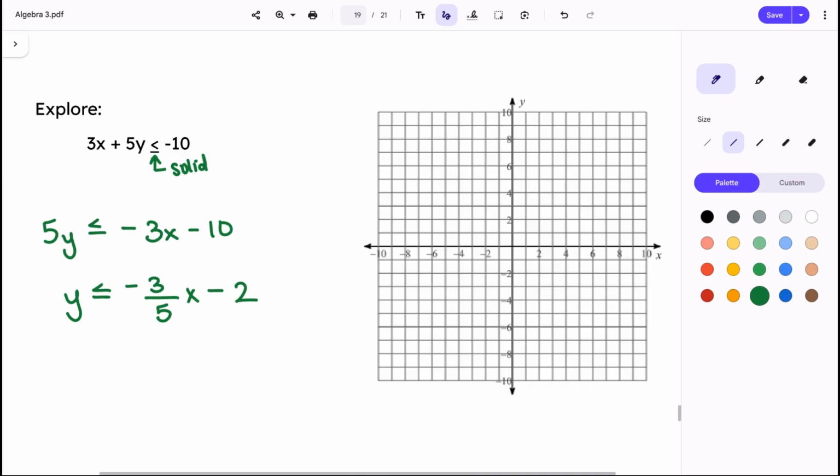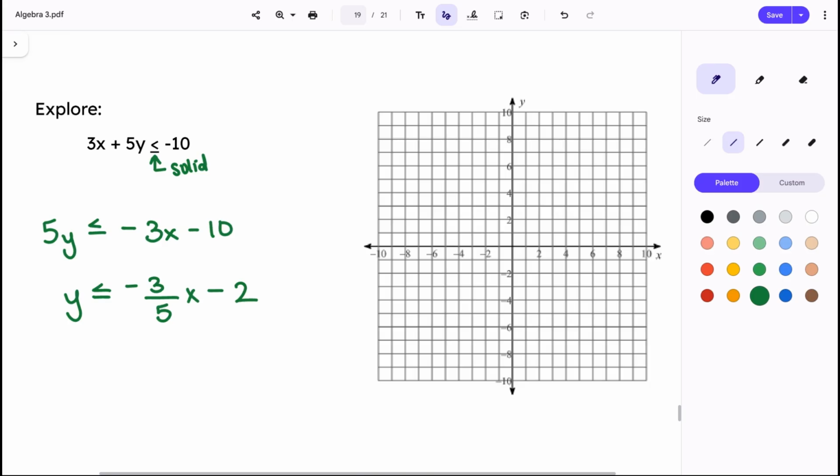Really quick, what needs to happen in a problem in order for that sign to have to flip its direction? If you divide or multiply by a negative number at any point when you're working with an inequality, remember that the rule says you have to switch your inequality sign. That doesn't happen here, but it could happen when you're working with these on your own, okay?